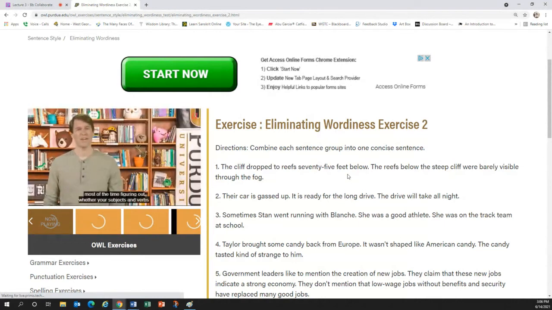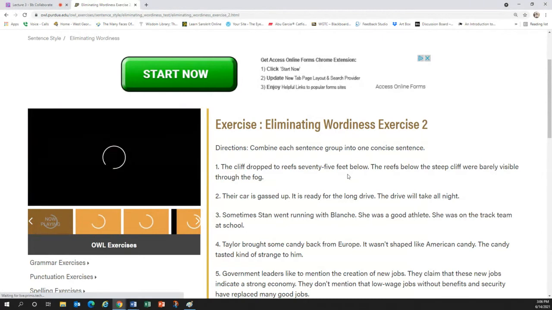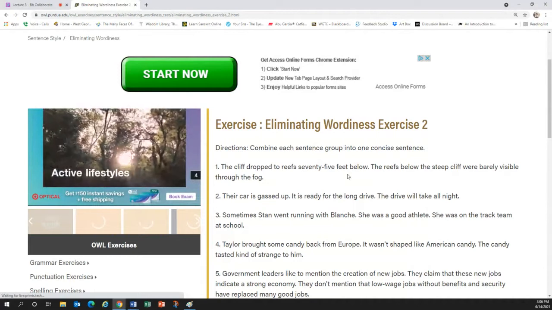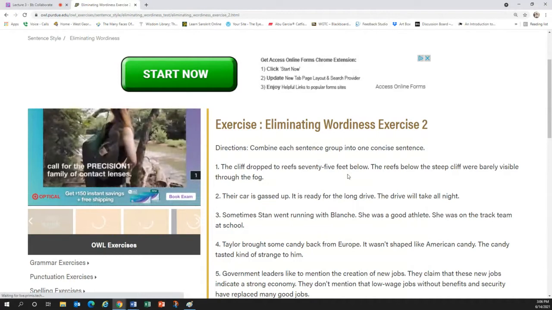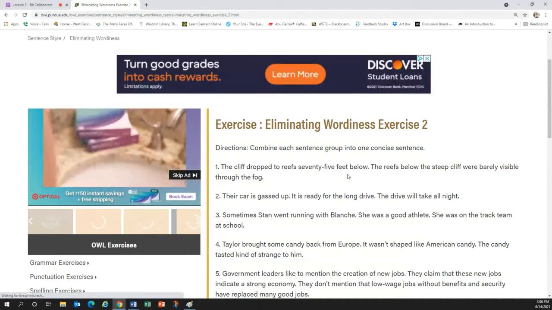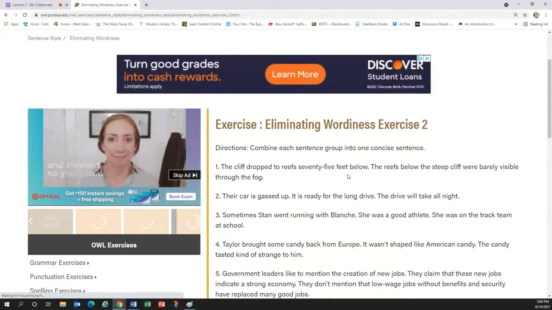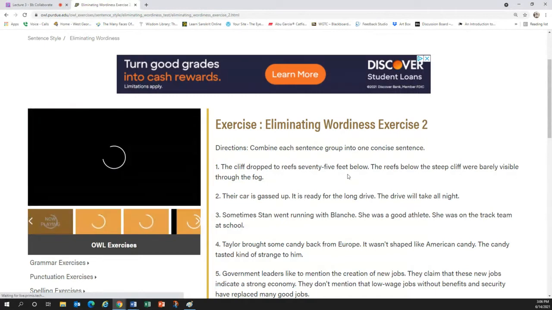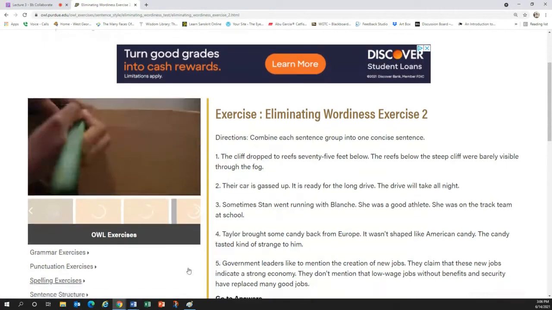The cliff dropped to reefs 75 feet below. The reefs below the steep cliff were barely visible through the fog. Well, here we've got the reefs mentioned twice. If we combine these sentences, we don't have to mention the reefs below the steep cliff. We can get rid of that, right? The cliff dropped to reefs 75 feet below, which were barely visible through the fog, right? So we use a comma and a conjunction, and we got it. Okay, number 2.